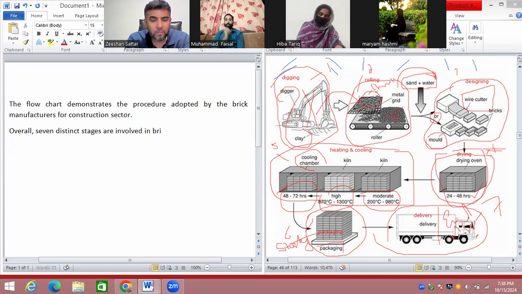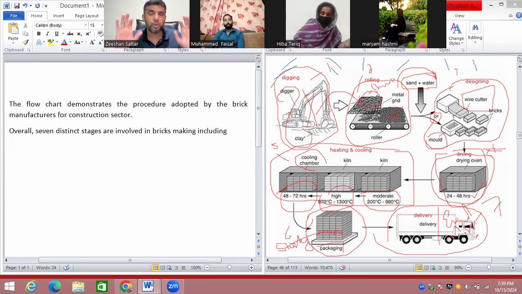in bricks making, including. So now, what will we write in the overview whenever we talk about the process diagram? In a process diagram, we will just write the number of stages involved in the process in the overview. Do not explain any stage. Just mention the stages which are given in total. Do not explain the stages at all.